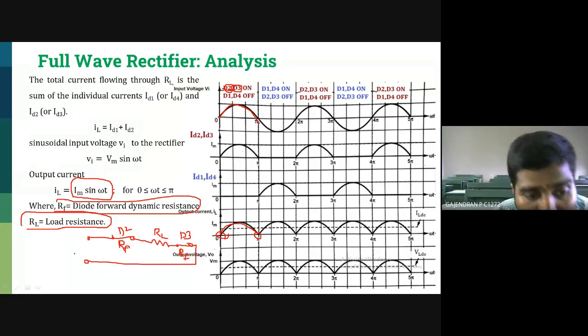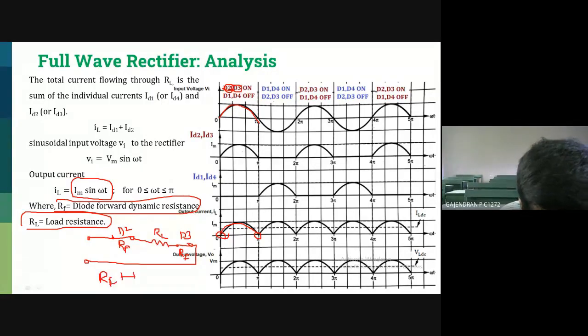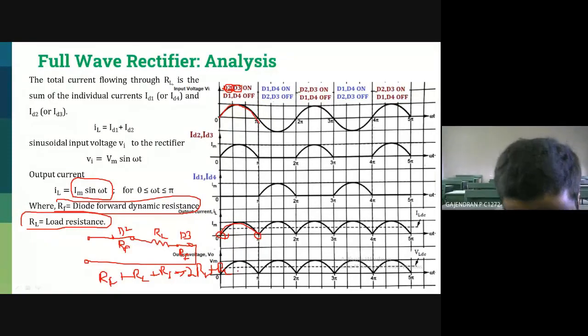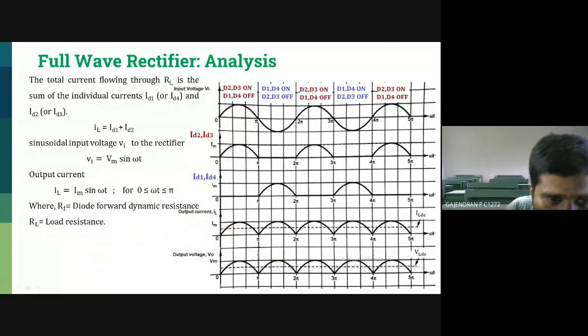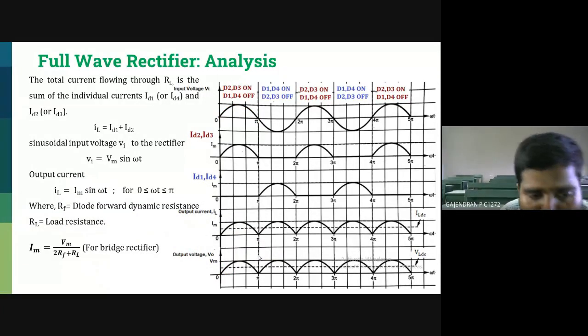Can anyone tell me what is the total resistance offered by this circuit? இந்த மூணுமே எப்படி கனெக்ட் ஆயிருக்கு? All three are connected in series. Addition. Series. அப்ப நம்ம எப்படி எழுதலாம்? RF plus RL plus RF. That is equal to what? 2RF plus RL. Am I correct, sir? 2RF plus RL.